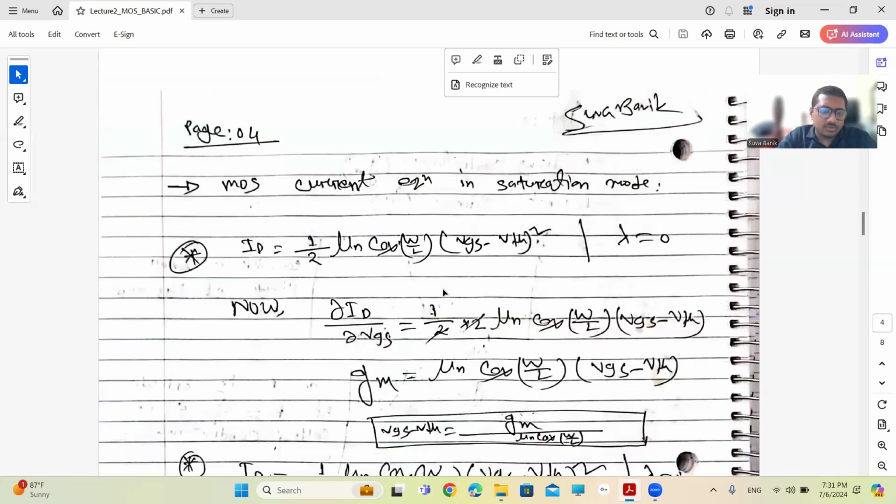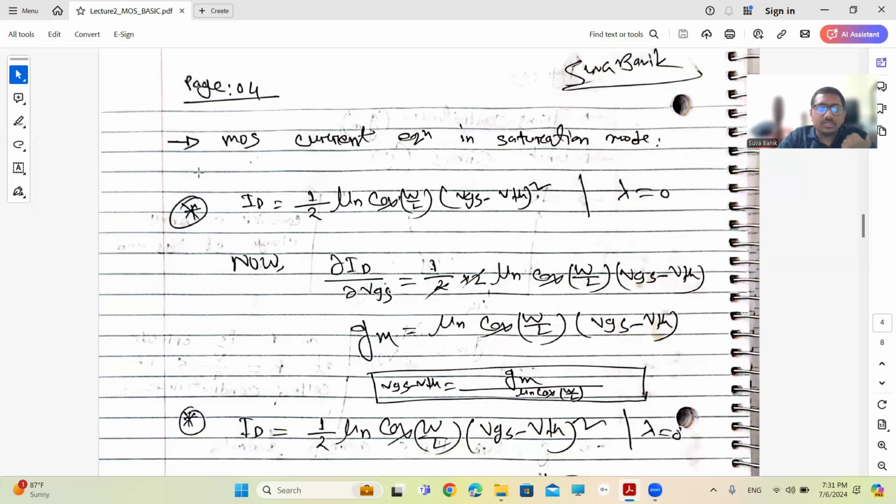And here I also explain, as I told you, that I am interested in the saturation mode, because most of the time we keep the transistor in saturation. So this is the ID equation. This is the ID equation in saturation. Obviously, I am considering here that there is no channel length modulation.